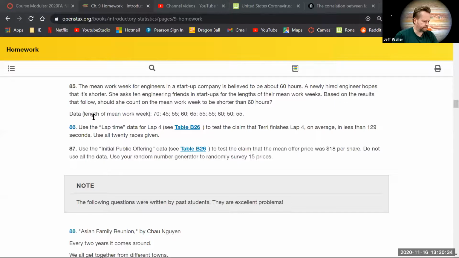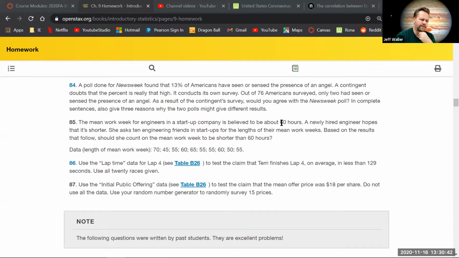So here's the problem, right? The mean work week for engineers is believed to be about 60 hours. All right, that's a little bit funky. I agree with you. A newly hired engineer hopes that it's shorter. She has 10 engineering friends for the length, and so on. So what's the claim that's being, I don't know. Do you have a more specific question? Here we go.